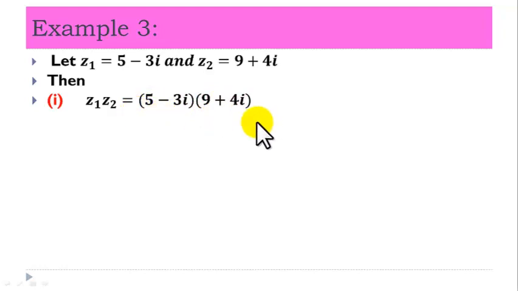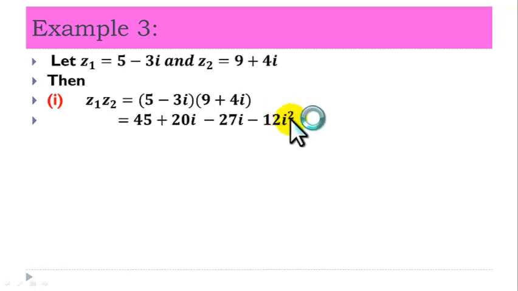Opening the bracket, we obtain 5 times 9 is 45. 5 times plus 4i is plus 20i. Minus 3i times 9 is minus 27i. Minus 3i times plus 4i will give us minus 12i squared. Recall i squared is minus 1, so minus 12 times minus 1 will be plus 12.